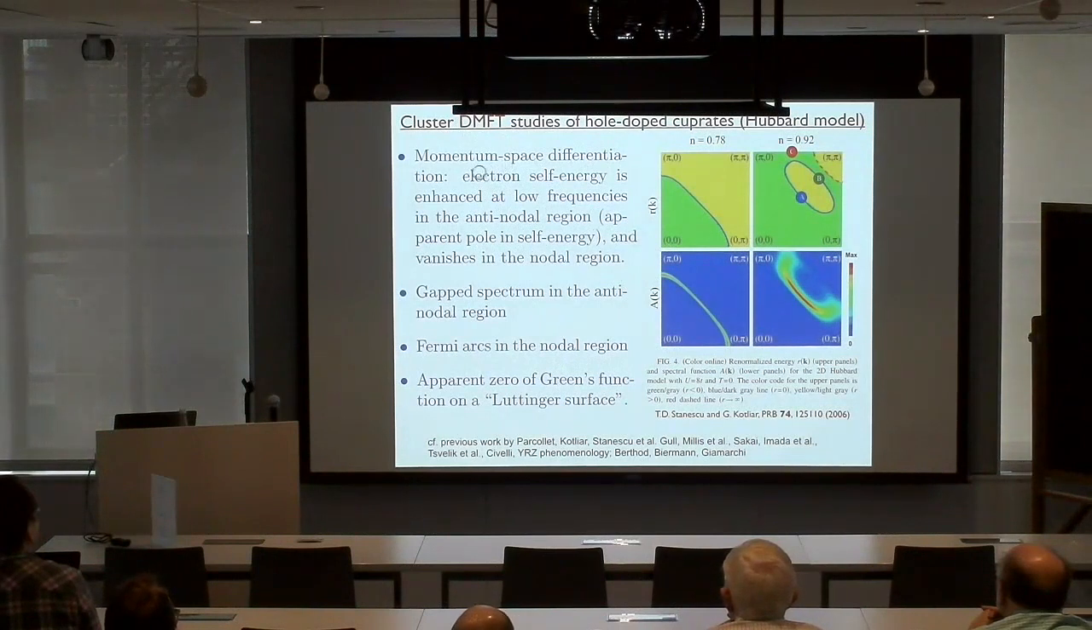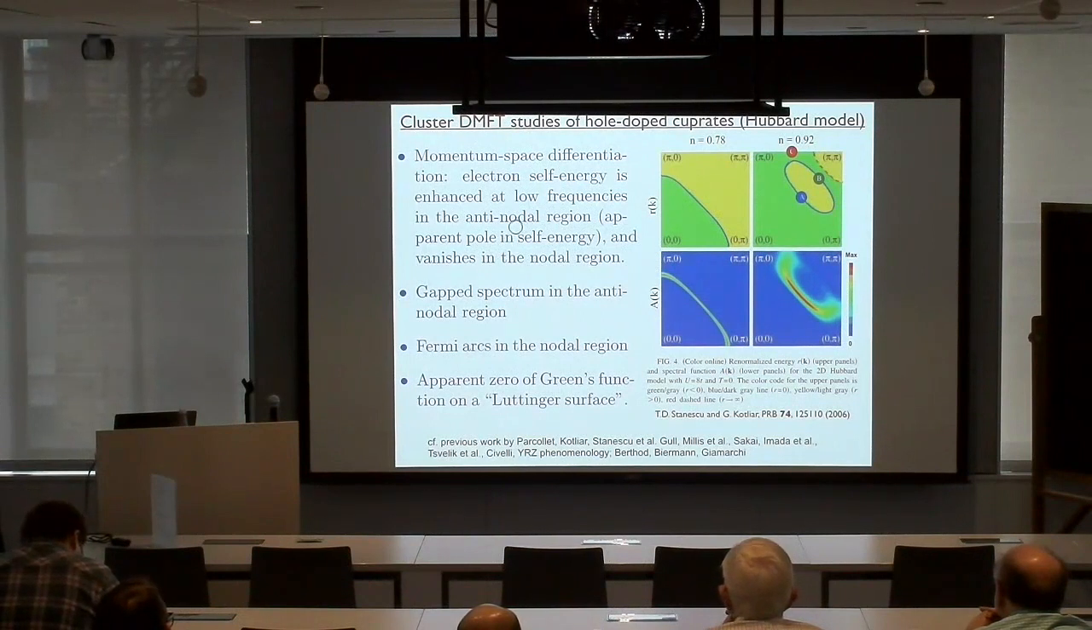One of the things they show is sometimes called momentum space differentiation, which means that if you look at the electron self-energy in the antinodal region, which is near the momentum (pi, 0) in the Brillouin zone, there seems to be like a pole almost developing, which is interpreted as saying that somehow the antinodal region looks like a Mott insulator. Whereas in the nodal region, around this direction, there is no such pole. So this is one general feature in a lot of studies.